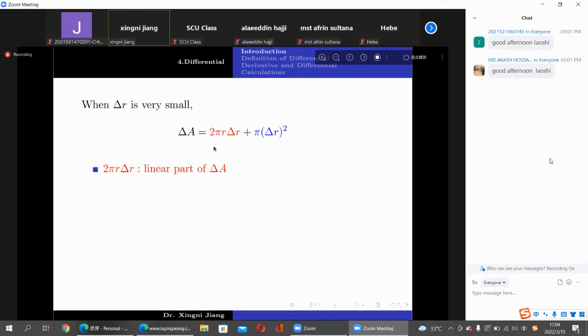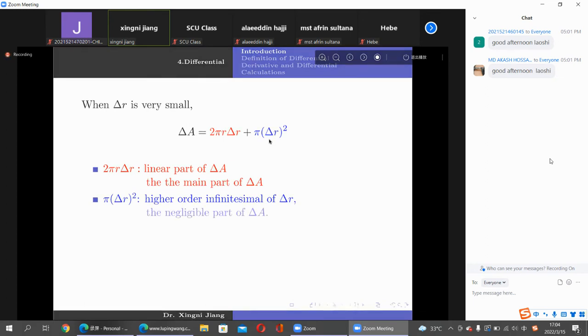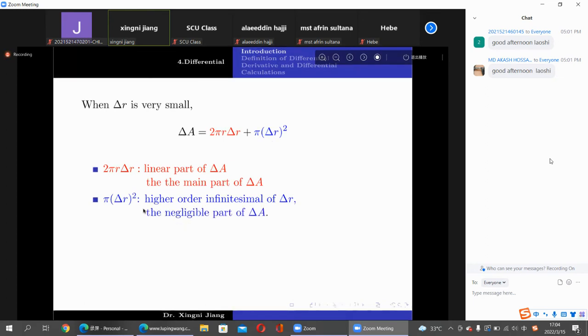And so in this way, we call this the linear part of delta A, because you treat this one as not related to delta R. This kind of constant multiplied with delta R, and this is a higher order infinitesimal of delta R. Also we call this the main part of the increment of A. And this part is the higher order infinitesimal of delta R. This is also called the negligible part of the increment of A.